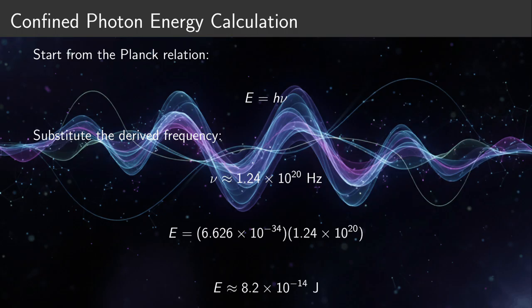Confined photon energy calculation. Starting from the Planck relation, energy equals h times nu. Substituting the frequency gives a numerical value of approximately 8.2 times 10 to the minus 14 joules. This matches the electron's rest energy with remarkable precision.